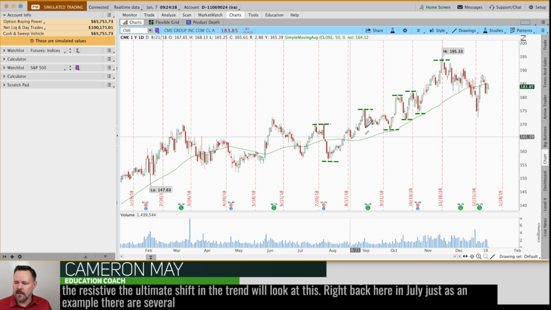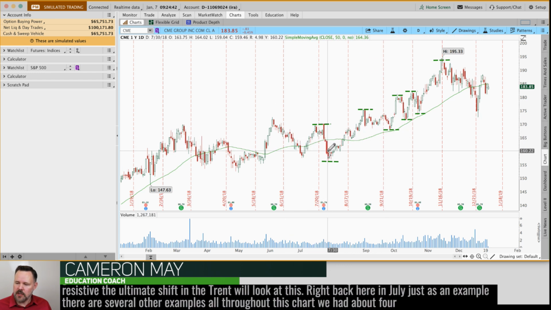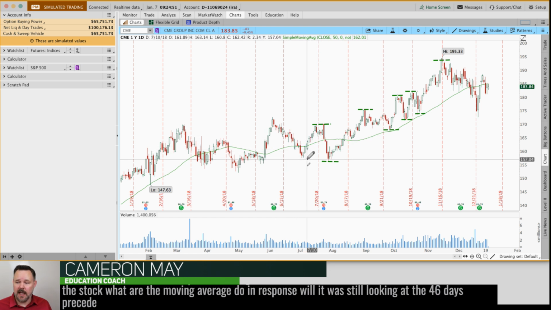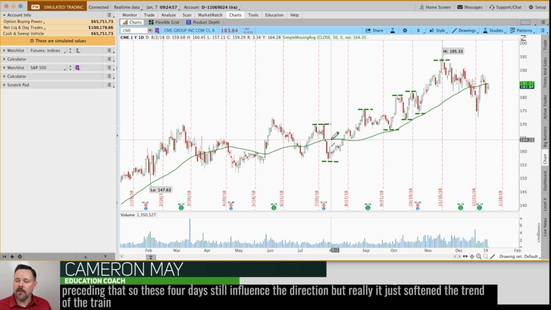There are several other examples all throughout this chart. We had about 4 solid down days on the stock. What did the moving average do in response? Well, it was still looking at the 46 days preceding that, so these 4 days still influenced the direction, but really it just softened the trend, but the trend never reversed.